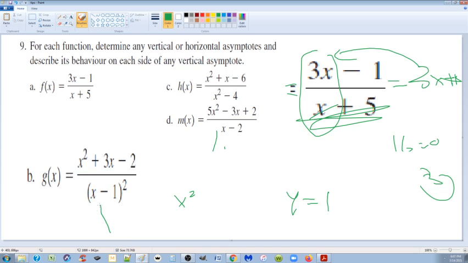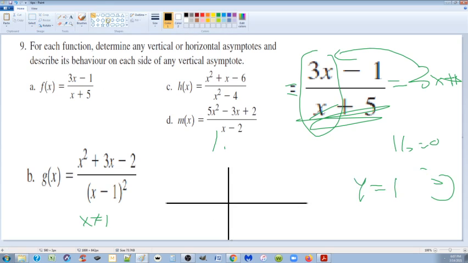At the bottom, I can see that x cannot be 1. X cannot be 1. So that means we're dealing with, but it's squared, so that's an important thing. Which means I'm dealing with a graph that's like this. And I'm going to be dealing with a vertical asymptote at x is equal to 1. And I'm dealing with a horizontal asymptote at y is equal to 1.